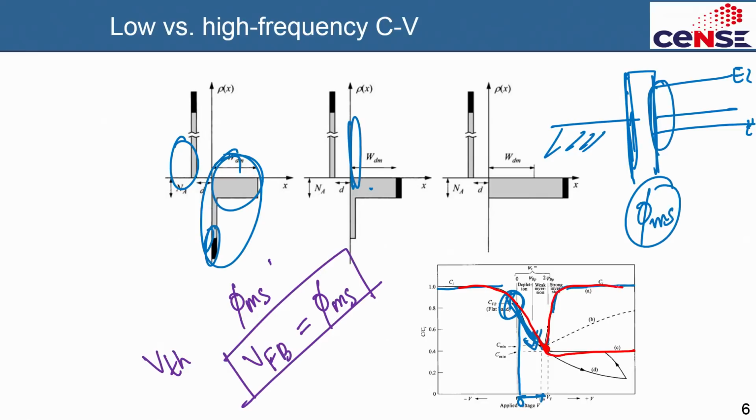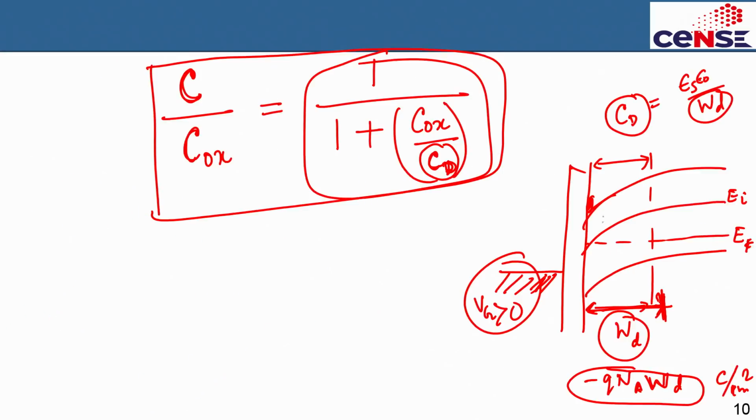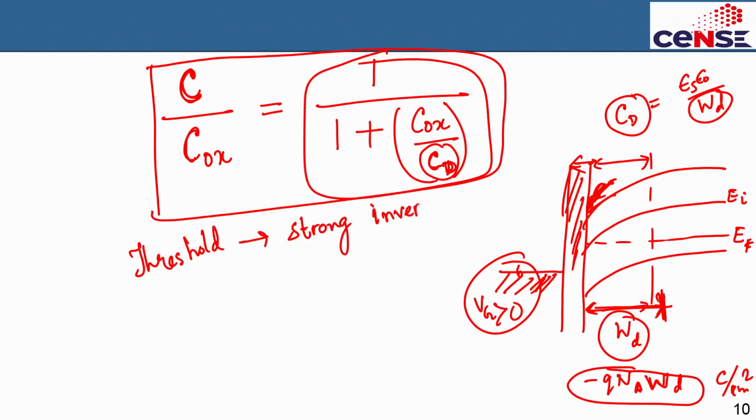So again it will come back here, because once the minority electrons get time to move in and out of here, any change here represents a change here. So you only measure the capacitance of the oxide. That is why you get C by C_ox equal to 1, which means this quantity becomes equal to the oxide capacitance. Now we know that when I say threshold voltage, I mean strong inversion. When I have strong inversion in the material, it means that I now have as many electrons here as I have holes here.